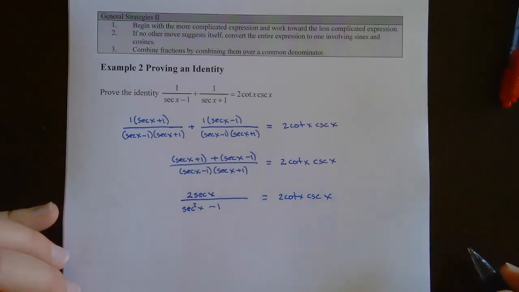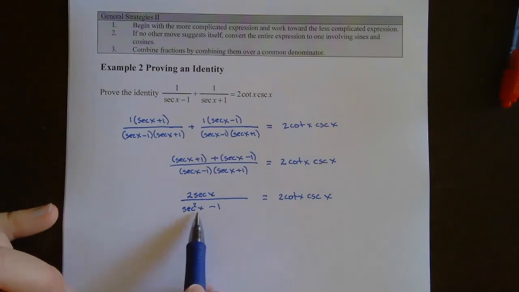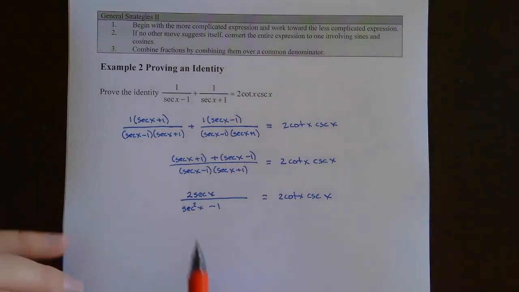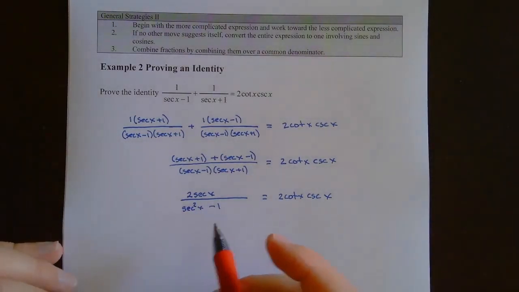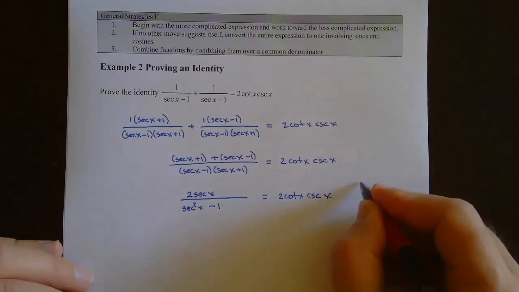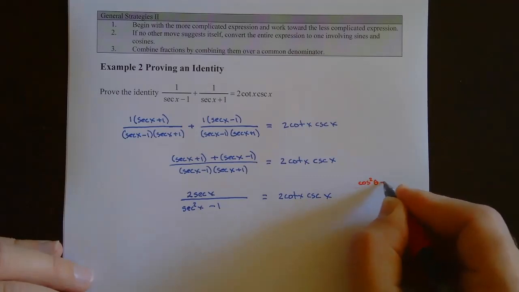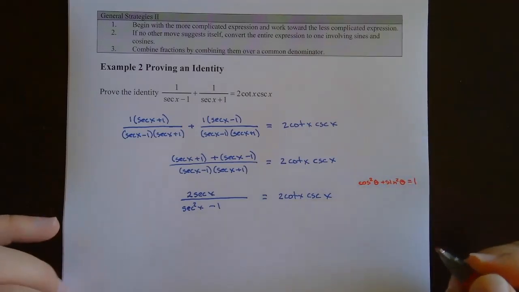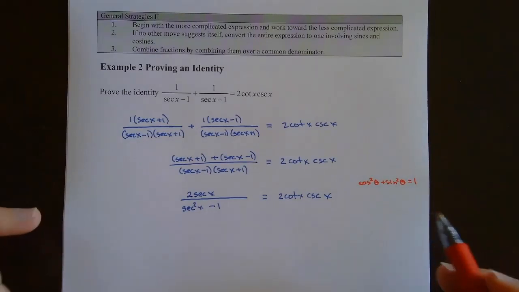Okay. This should look familiar. Secant squared. Every time you get squared trig functions, you should be thinking Pythagorean identity, okay? Is this a Pythagorean identity, right? The one Pythagorean identity I want you to know is cosine squared theta plus sine squared theta is equal to 1, okay? Now, how can I get secant out of that?